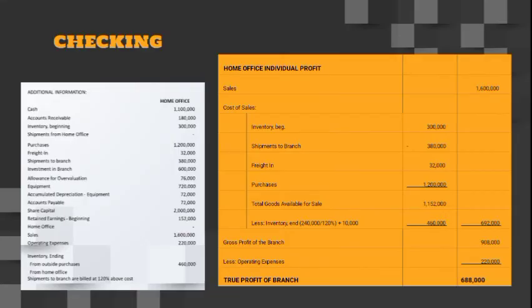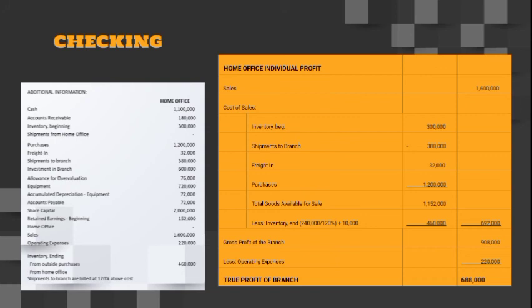So now let's do checking para alam natin na may another way pa para masolve ito. So let us first get the individual profit of the home office. So kay home office lang tayo nakatingin ha. We have sales 1,600,000. For the cost of sales, compute for the beginning inventory, which is 300,000. Shipments to branch, which is a deduction, 380,000. Plus purchases, 1,200,000, and freight in, 32,000. We have the total goods available for sale, 1,152,000. Again, remember that the shipments to branch is a deduction.